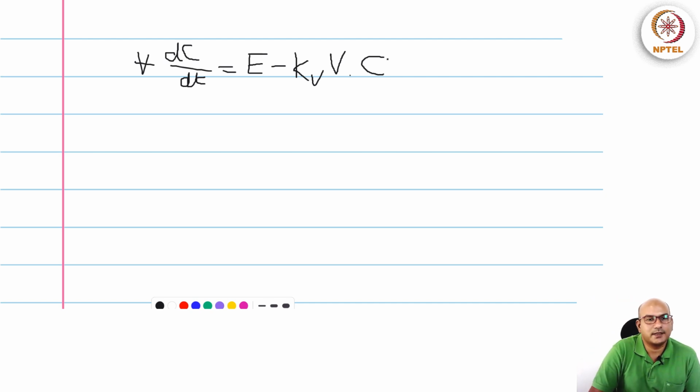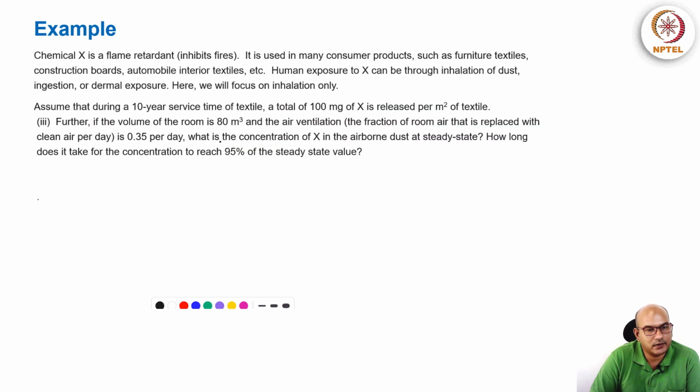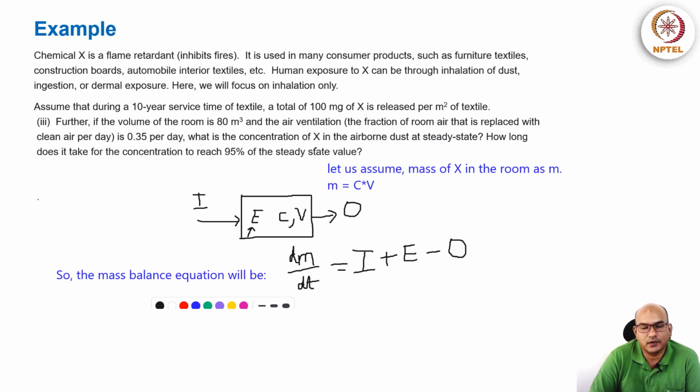So the first thing was: what is the concentration of the airborne dust at steady state, and how long does it take for the concentration to reach 95% of the steady state value? We will first look at the first part. What is the concentration of the airborne dust at steady state?